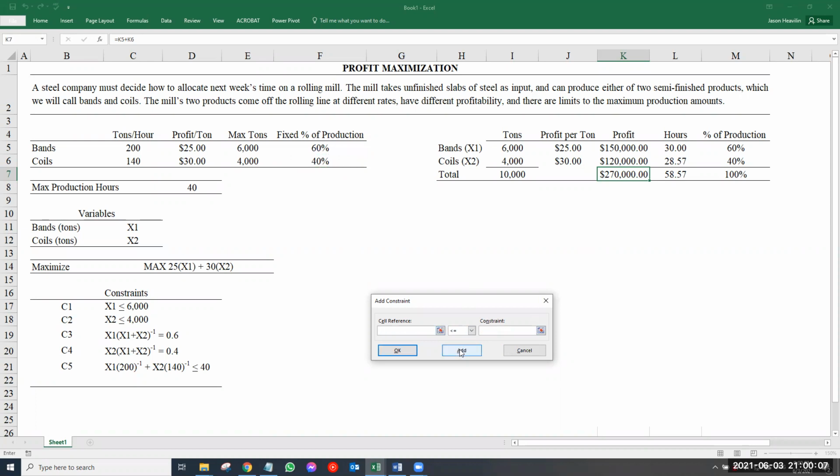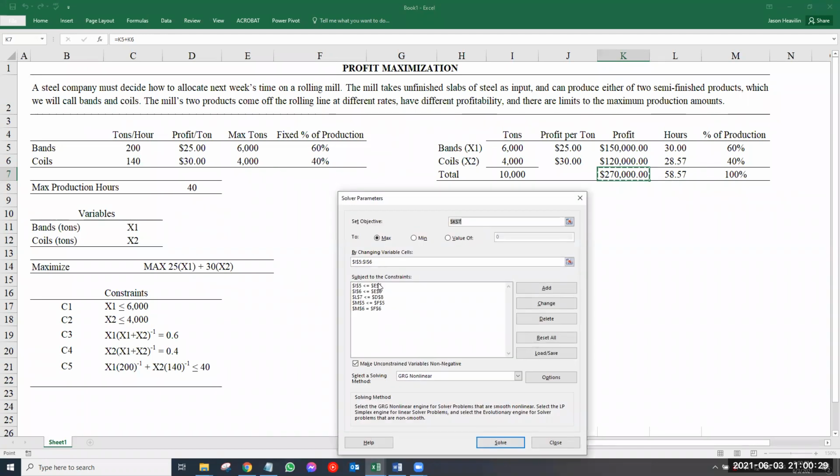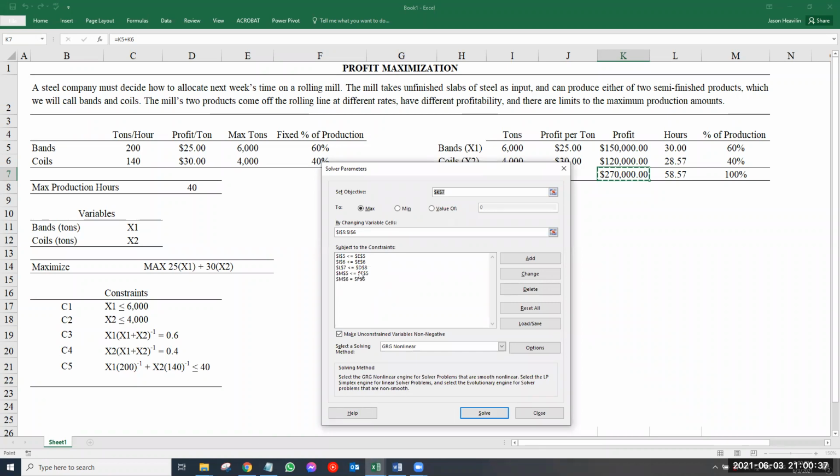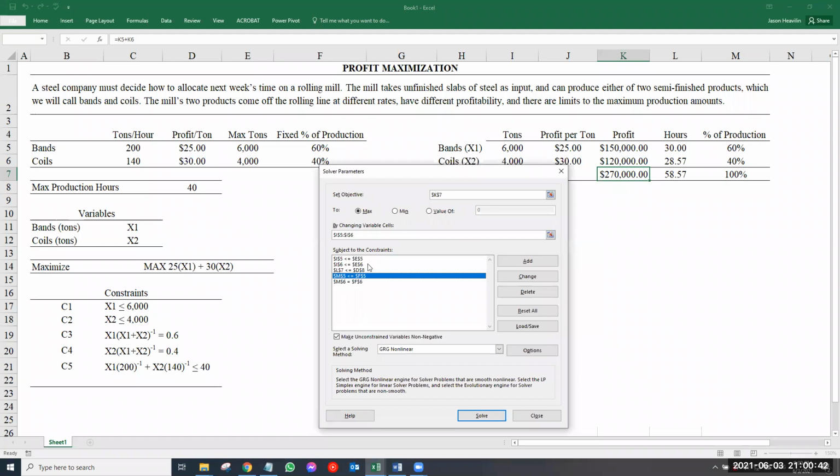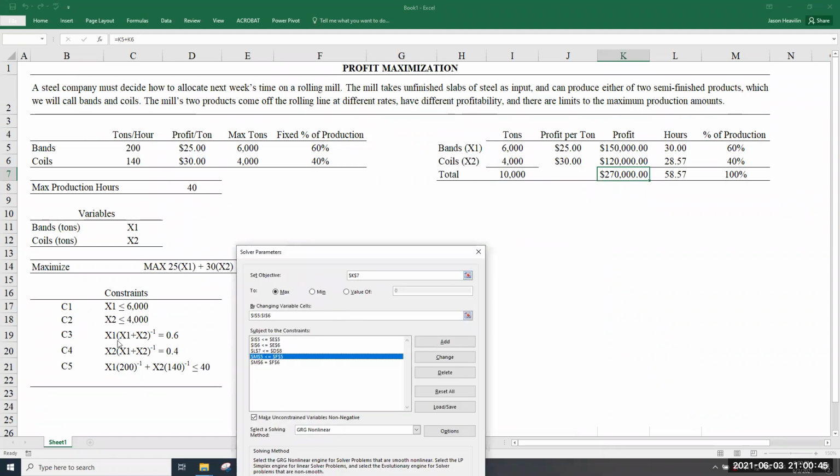Let's go ahead and add the last one, where this one here, this total hours, has to be less or equal than the 40 hours that we have allotted, the maximum amount of hours. We're going to hit OK now. All right, so what happens here is that you're going to see the list of the constraints. But remember, a mistake was made on one of them, which was this one specifically. That's the one that is supposed to be the C3.